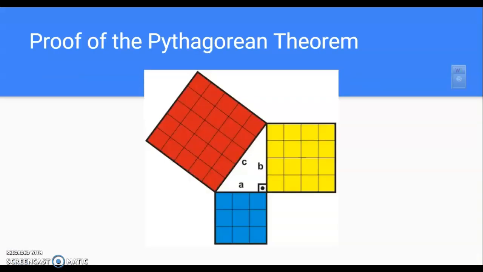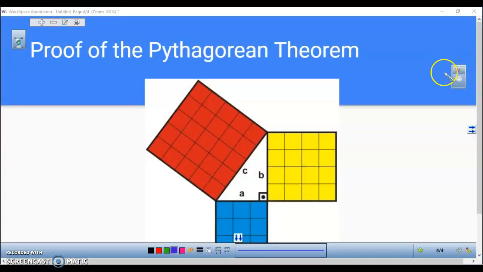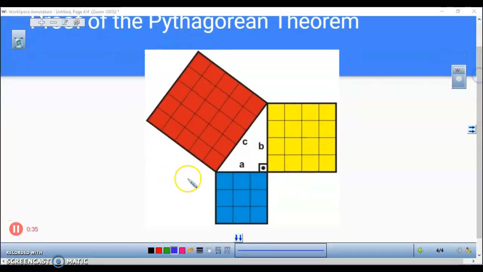All right, so first, you need to be able to validate the proof of the Pythagorean Theorem. If you notice, this is typically what it will look like. They go ahead and label A, B, and C here. Those represent the side lengths and the hypotenuse. So 2 legs and my hypotenuse. So you kind of have to analyze this.